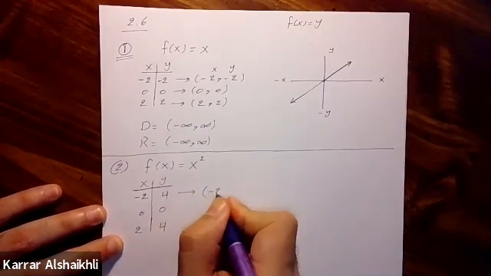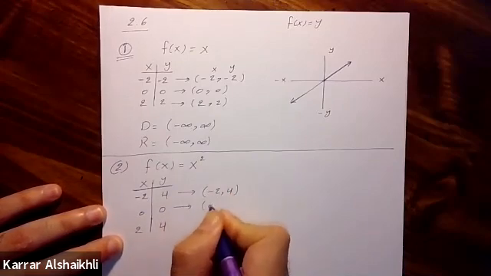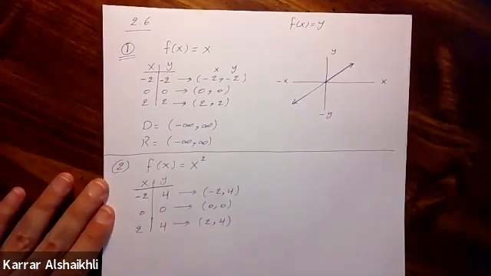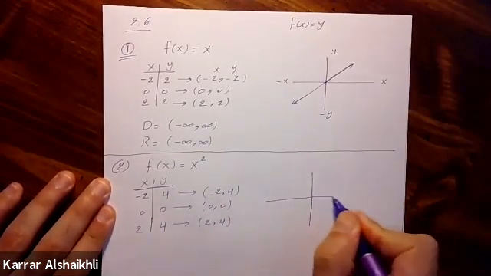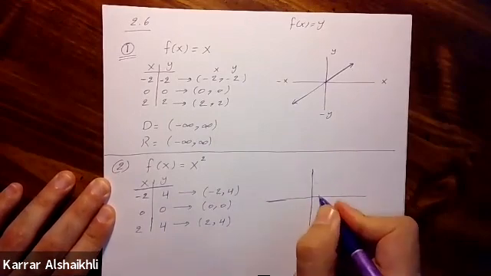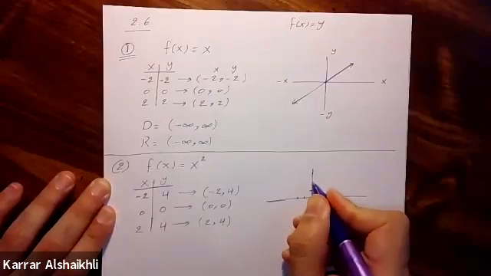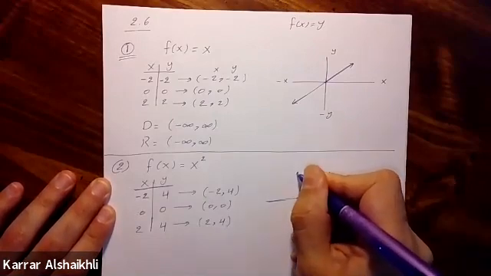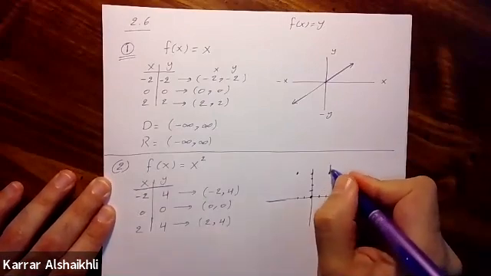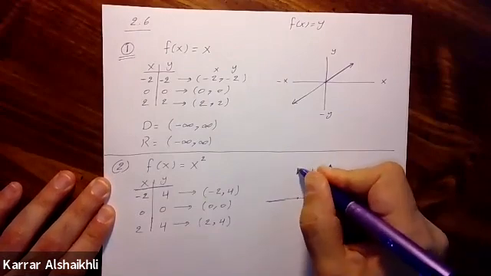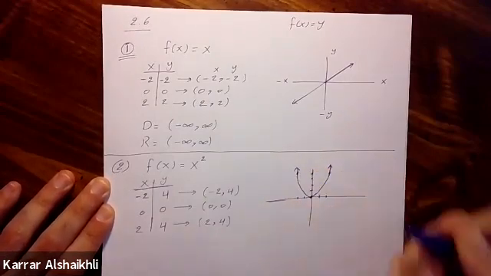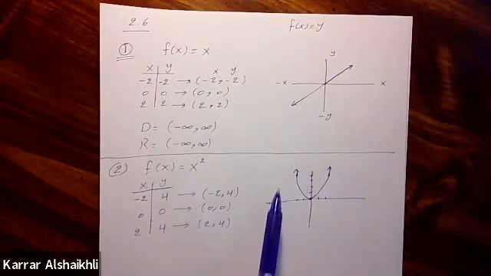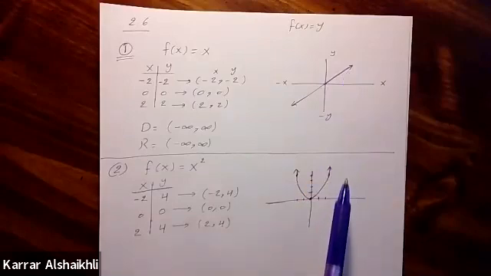That means at this point, -2 and 4, 0, 0, and here is going to be 2 and 4. So let's graph these points so we can get the graph of x squared. This is the 0, 0, and here's the point, and here's the second point. So the graph for x squared always looks like this. Always when you see x squared, keep in your mind, this is the graph of x squared.